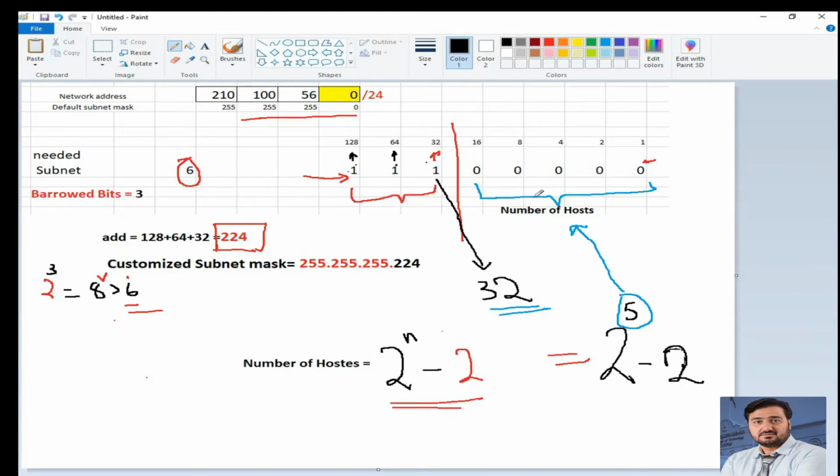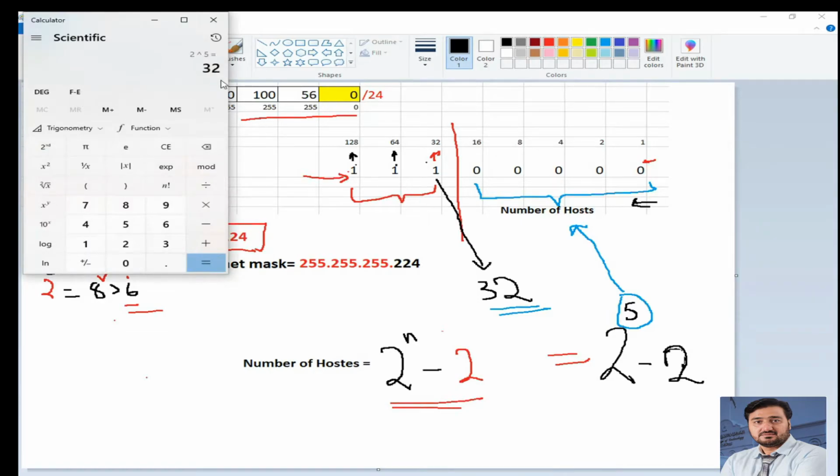n is the number of bits in the host portion, the number of bits up to this point. We have 5 bits, so n is the number of bits on the host side. Host bits always start from here, and the network always starts from here. So 2 power 5 is 32, and you subtract 2, so it becomes 30.